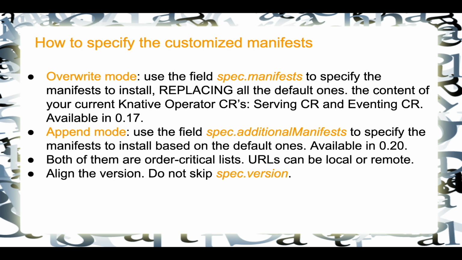So how do we specify the customized manifest? There are two modes available. Override mode, we can use it to replace all the default manifests, and the operator only installs the manifest in this field. The second mode is append mode. This one we can use to add some new resources in the manifest, and the operator installs the default one and then installs the additional manifest.